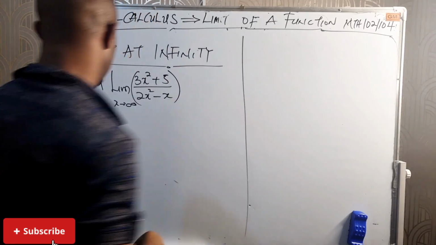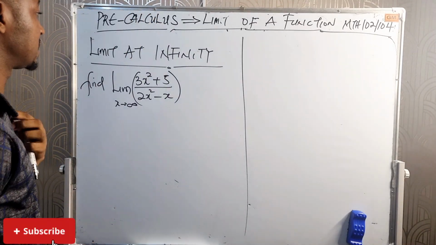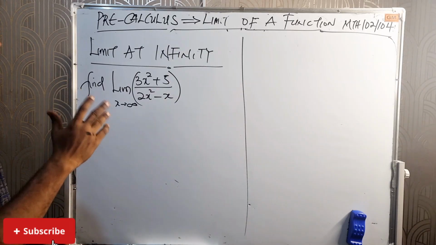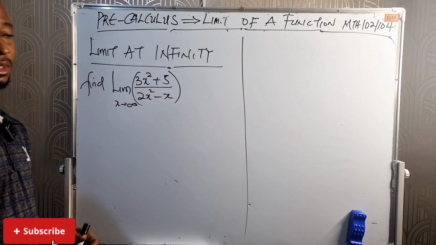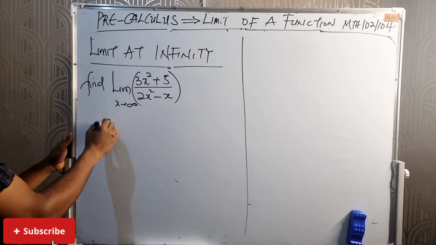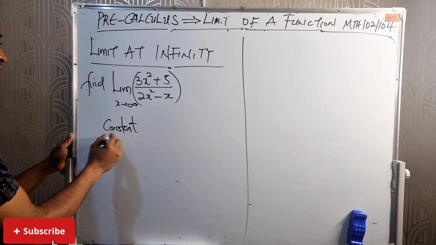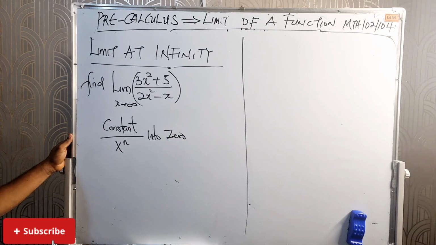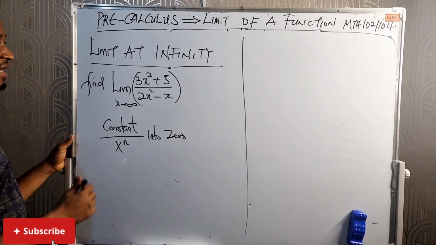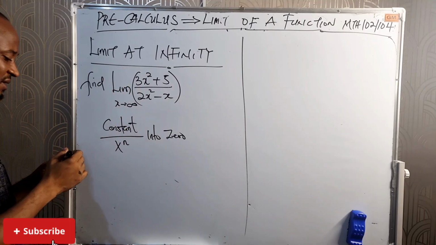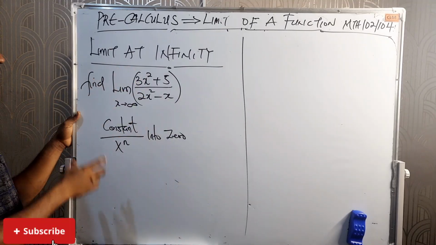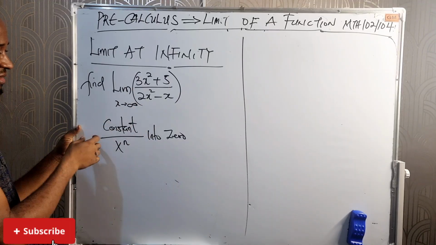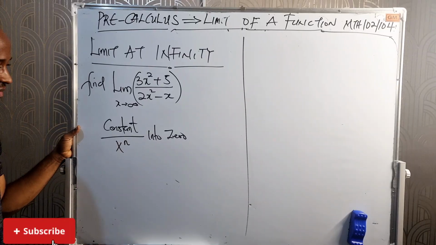What we do when x is approaching infinity is that we have to look for the highest power of x in the denominator. Divide each of these terms here by that highest power and convert any constant over x to the power of n into 0. Into what? Into 0. I'll repeat again. Look for the highest power of x in this function. Divide each of these terms by the highest power of x in the denominator. Then convert any constant over x to the power of n into 0.